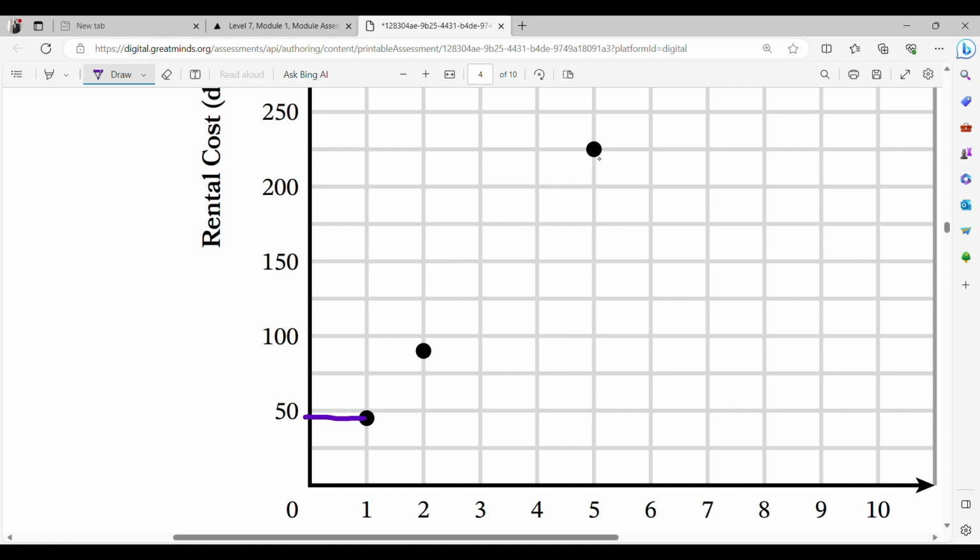So 5 hours is 200. What is directly in between 200 and 250? That would have to be 225. 50, 50, 50. Yeah, it's right on. It must be 225. These are dollars.